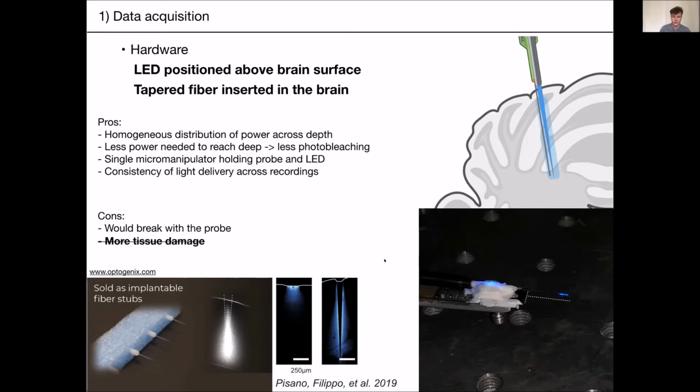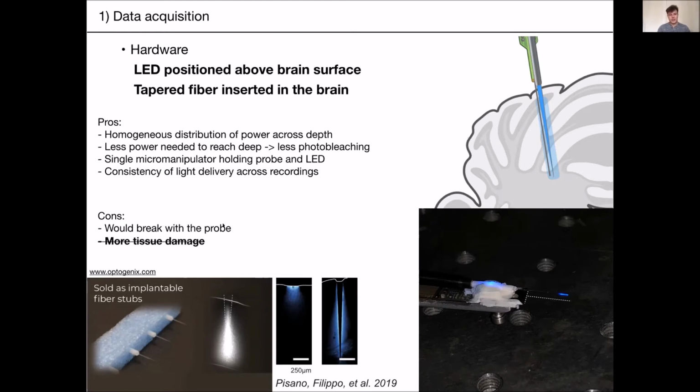depth of your recording. So of course, this is the obvious advantage, but another advantage is that a single micromanipulator can hold both together, so it gets less crowded, and you have more consistency in light delivery across recordings because they stick to each other. They will always be at the same distance, and you can be very reproducible in the way you actually stimulate the neurons that you record with your probe.